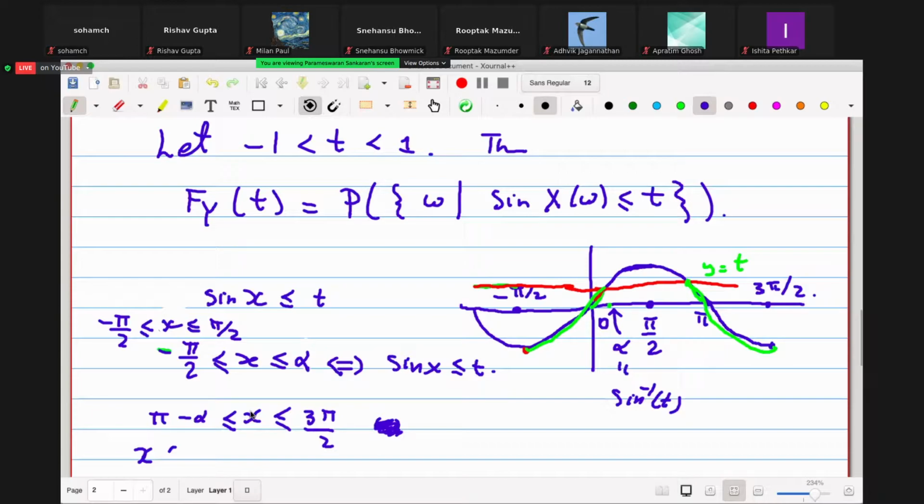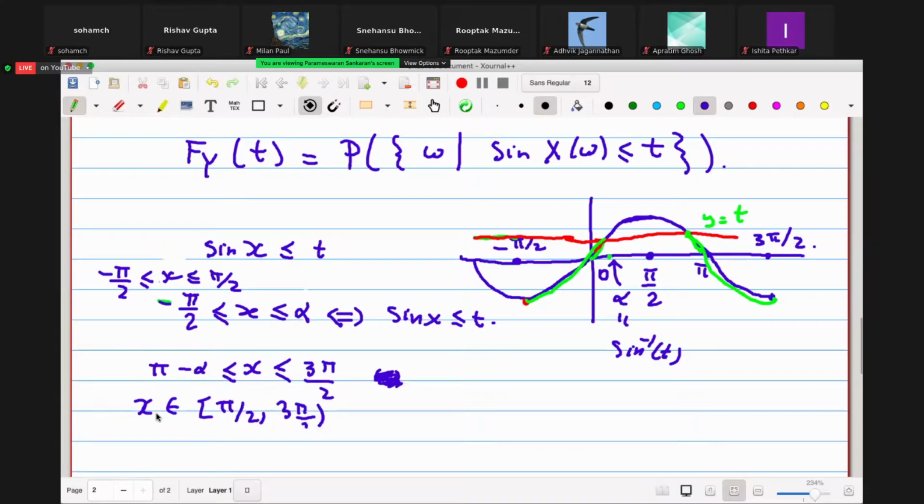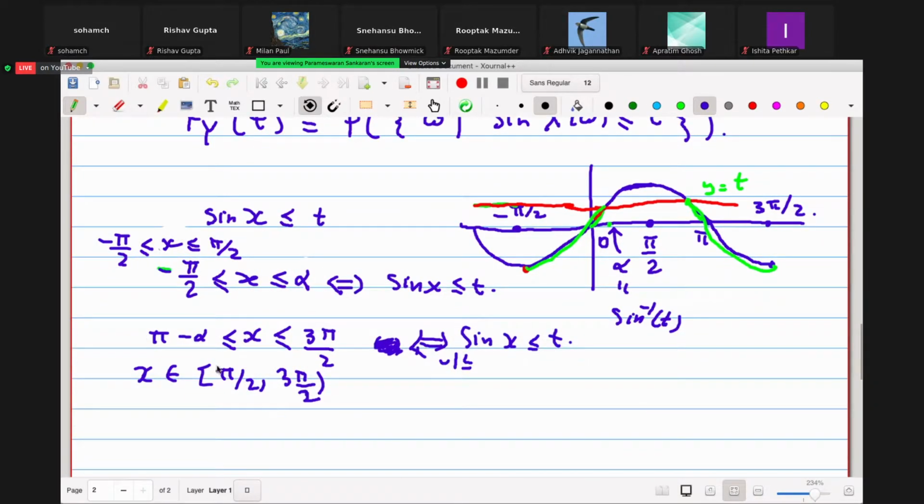Okay, so the interval is pi by 2 to 3 pi by 2. I'll tell you why we need to do this, not just look at only the principal value. So this one I will get here from here to here. Okay, so that portion, yeah, this also is equivalent to saying sin x is less than or equal to t. Okay, so minus 1 if you like, but that is obvious. Okay, so now the rest of the thing is just got by translating by 2 pi.